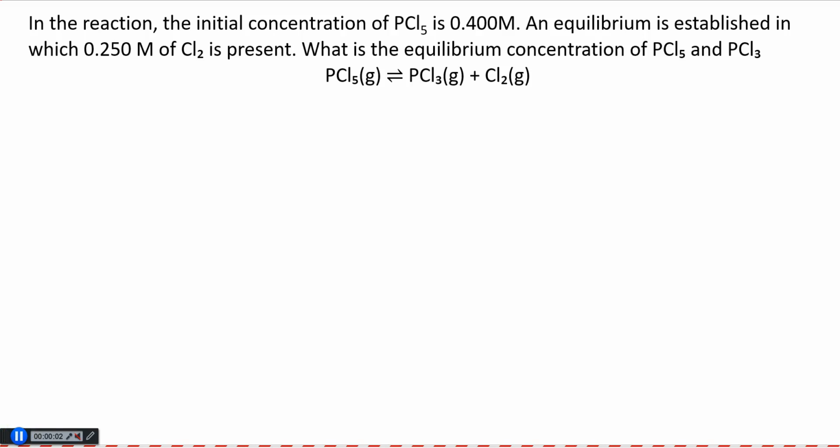Alright, today we're going to go over 2 examples for RICE tables. So first one, in the reaction the initial concentration of phosphorus pentachloride is 0.400 molar, equilibrium is established in which 0.250 molar chlorine is present, and we want to calculate our equilibrium concentration. So for Keq, in order to do that calculation, you need equilibrium concentrations. So the key that we're going to need a RICE table is that we are given an initial concentration.